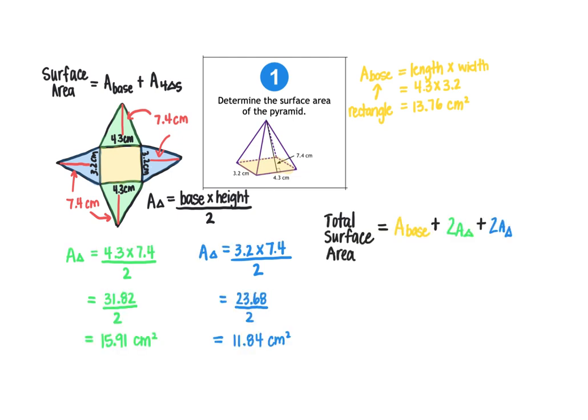Our total surface area will be calculated by adding the area of the base plus 2 times the area of our green triangle plus 2 times the area of our blue triangle. When added all together, this will give us a total surface area for this pyramid of 69.26 centimeters squared.